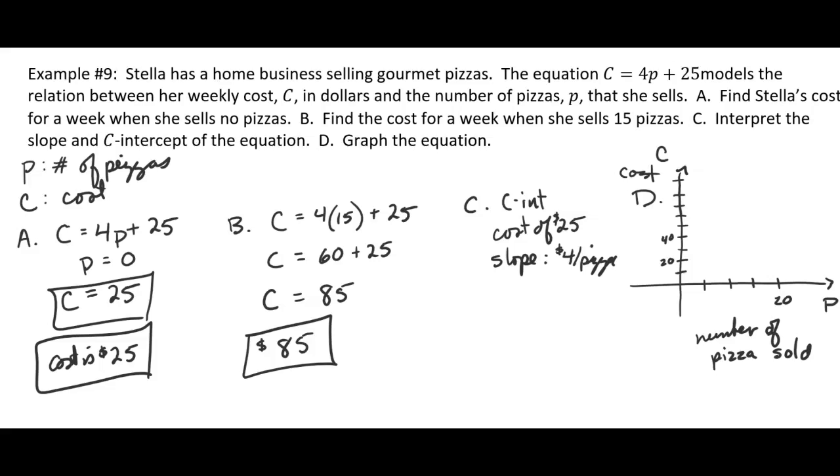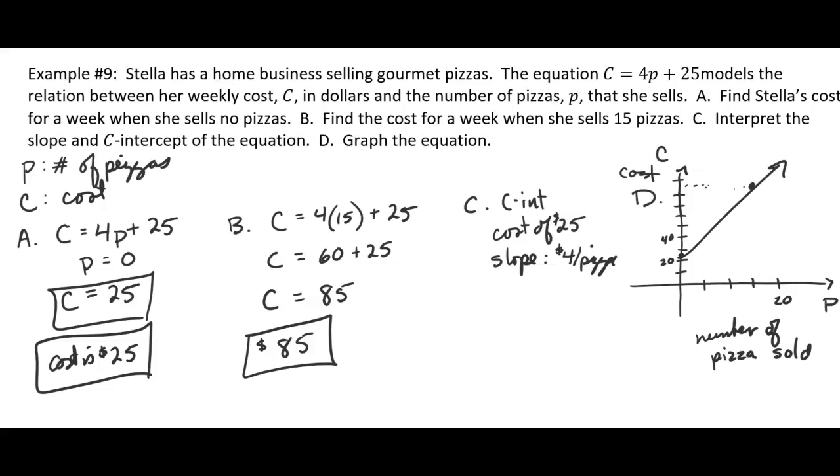And so it costs $25 no matter what. If we sell 0 pizzas, it's still costing $25. So that's my y-intercept, the point (0, 25). And then when I sold 15 pizzas, it was costing $85. So 40, 50, 60, 70, 85. It's going to be right here. I'm trying to draw a little dotted line here, and then the 15 is going to be right there. And then my graph is going to look something like this.